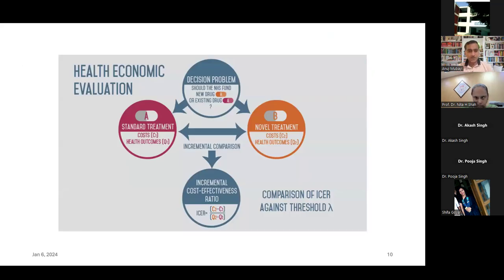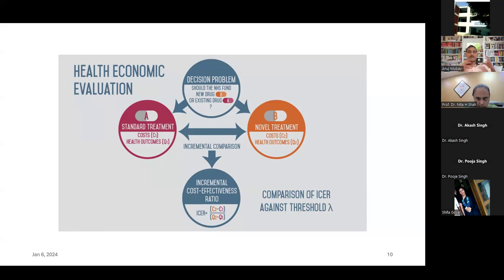So when we talk about health economic evaluation, it's a decision problem. It's a decision problem. So there are two things. There is a new drug that the pharmaceutical company is interested in bringing to the market, and there is already an existing drug in the market. So the question is, drug B, which is the new drug, and drug A, which is the existing drug, and you are comparing the value of one drug to the other.